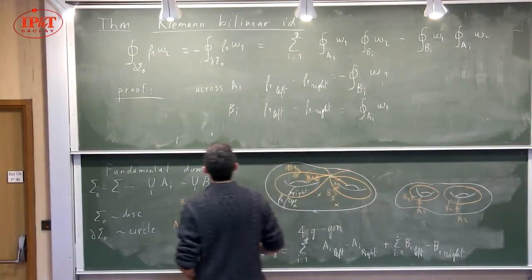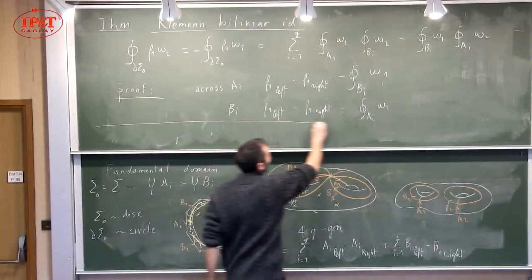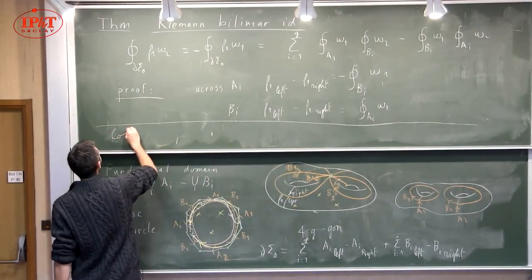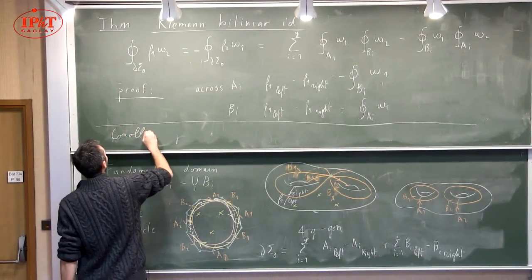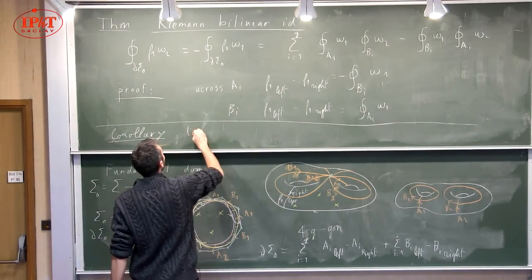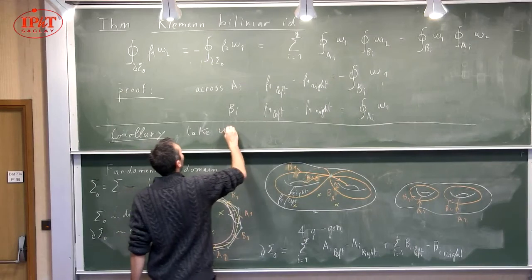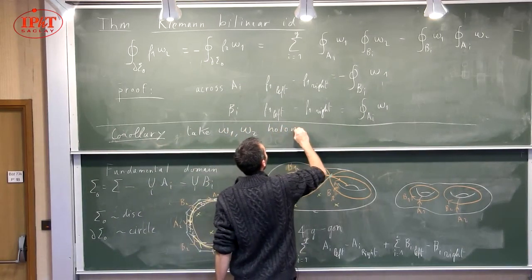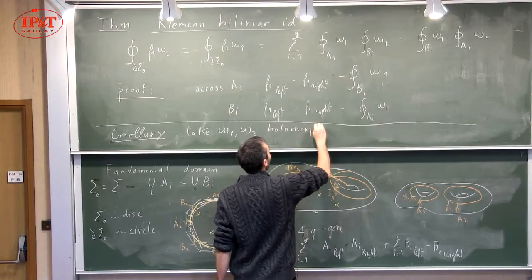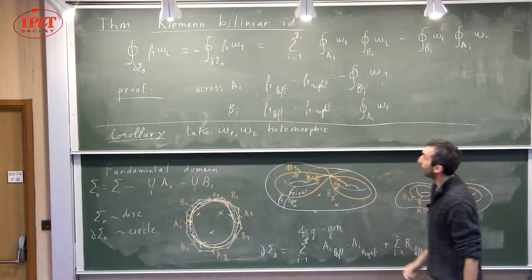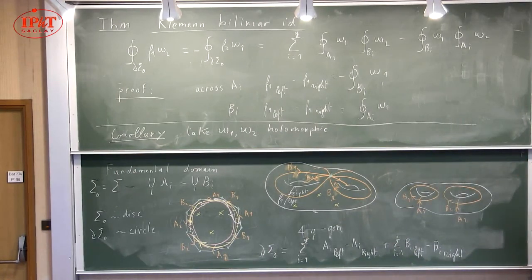So there is a corollary. So take omega 1 and omega 2 holomorphic, so without poles. So without poles, then F1 and F2 can be globally defined on sigma 0.